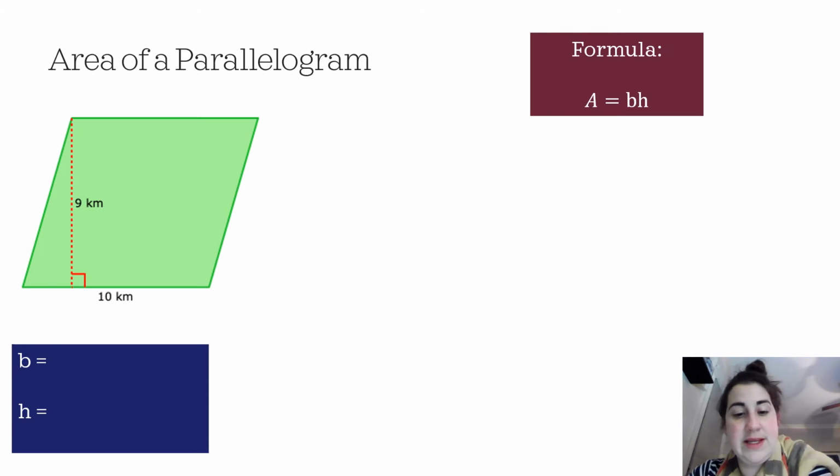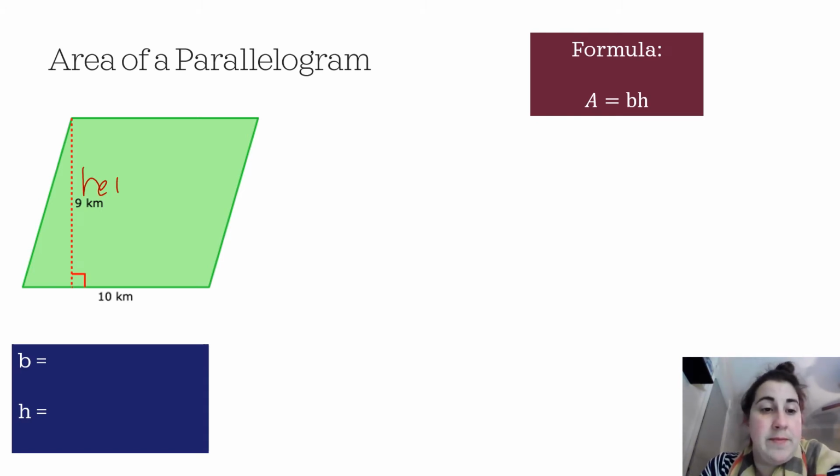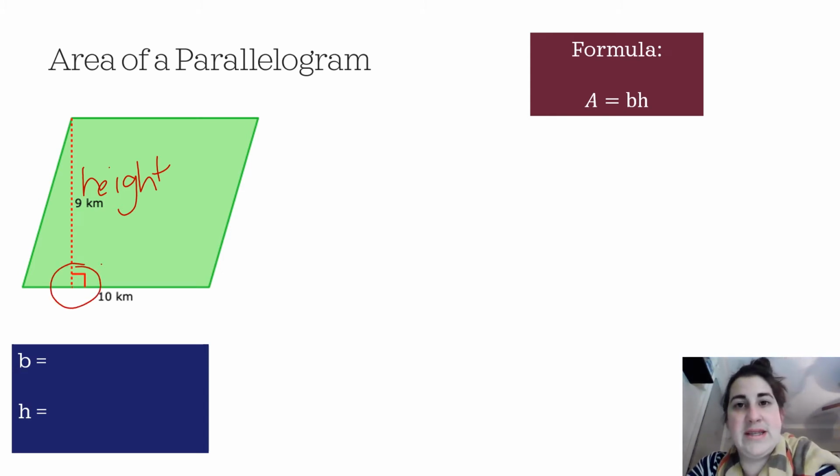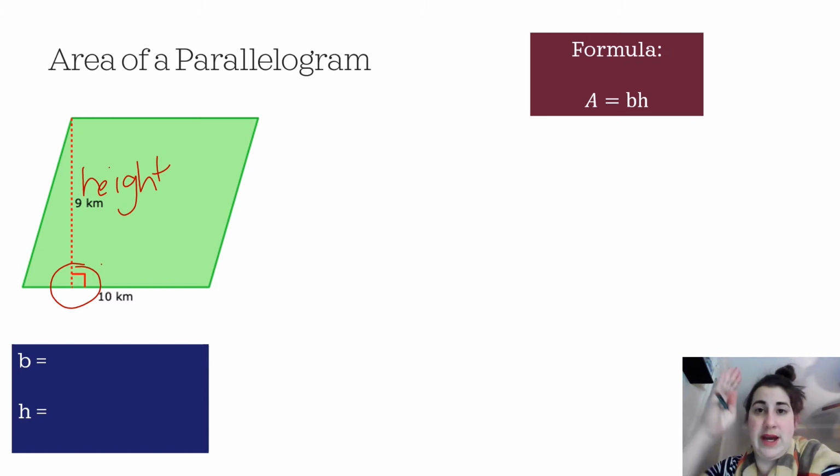So the important piece in a parallelogram is that you're identifying the height. The height is how much space there is between the base and the top. You're always looking for this little square because it shows that it's a right angle, and you always want the height to be a right angle. So what's my base in this case? My base is 10 kilometers and my height is 9.